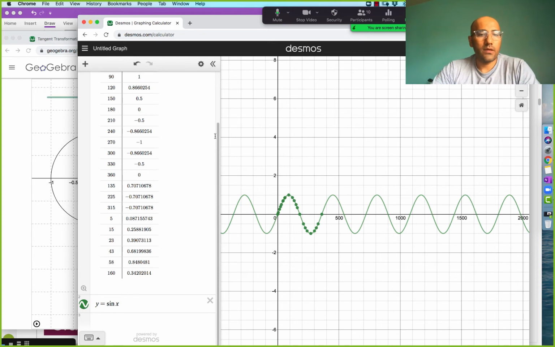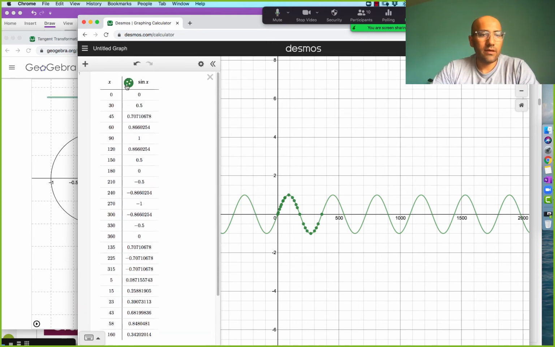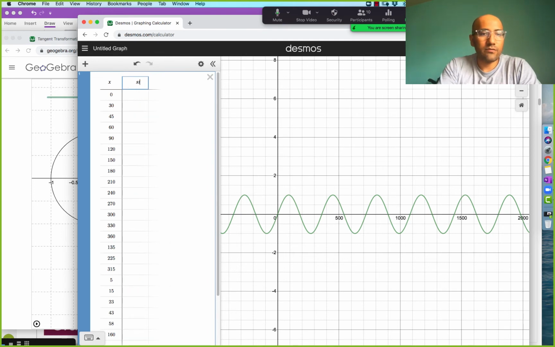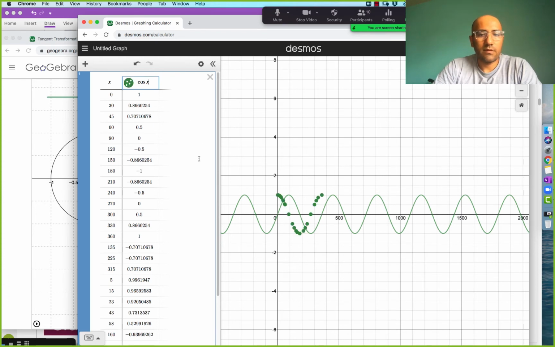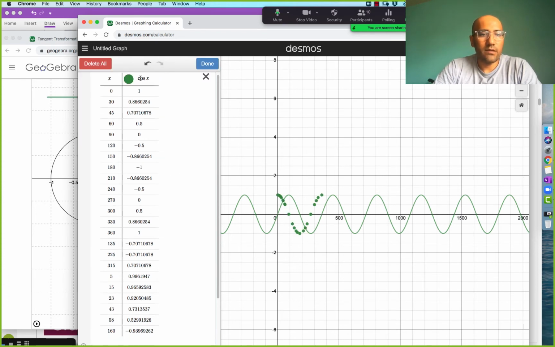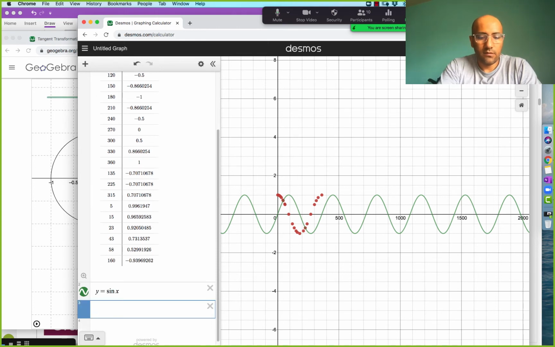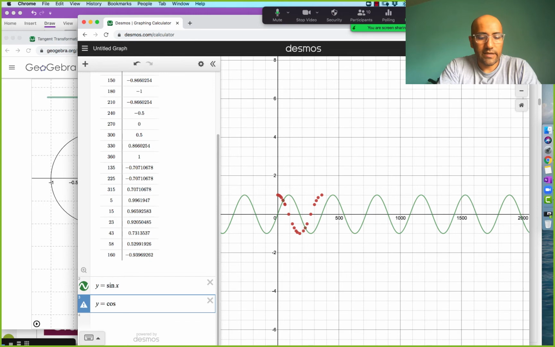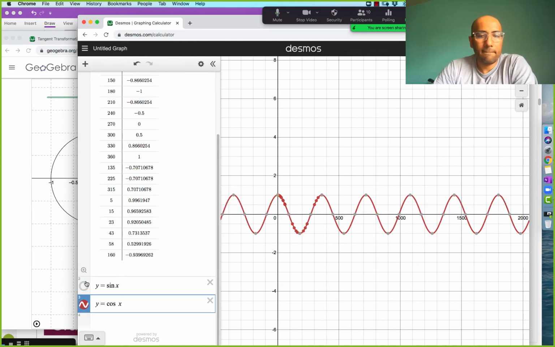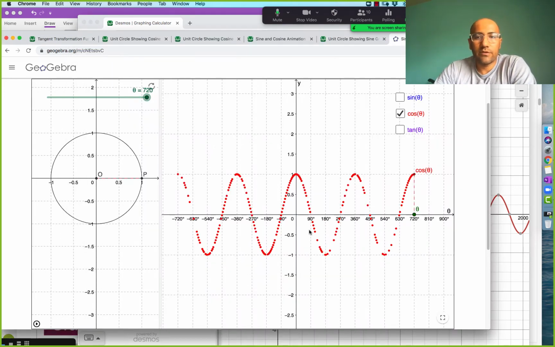So over on the Desmos, I can do the same thing. I could create a table. I can find values of all of these for cosine x, and I get all those values. Let's put them in red. And if I keep going and find more values, eventually I end up with cosine x. So here's my cosine function. Any questions? No? Okay, last one.